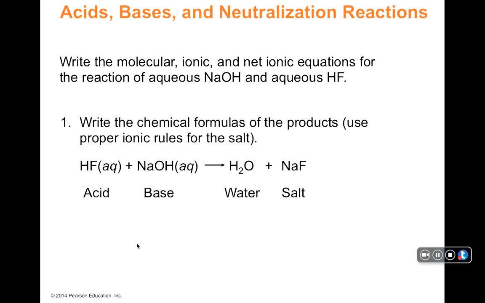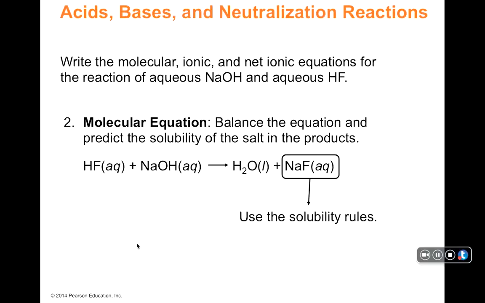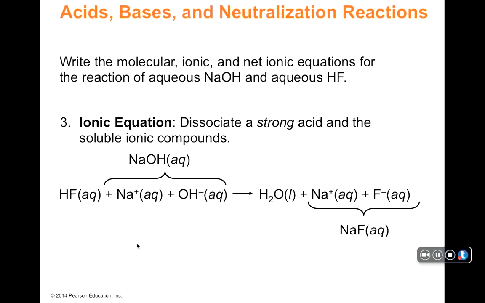Okay, so here's another example. Write molecular, ionic, and net ionic equations for the reaction of sodium hydroxide and aqueous hydrofluoric acid. So again, identifying that this is an acid-base reaction, we know we get a water and a salt. The salt that's produced here is sodium fluoride, the fluoride from the acid, the sodium from the base. I'm going to go through this rather quickly because we've done a few of these by now. So molecular equation, you want to balance it, use your solubility rules, and you'll find that sodium fluoride is soluble.